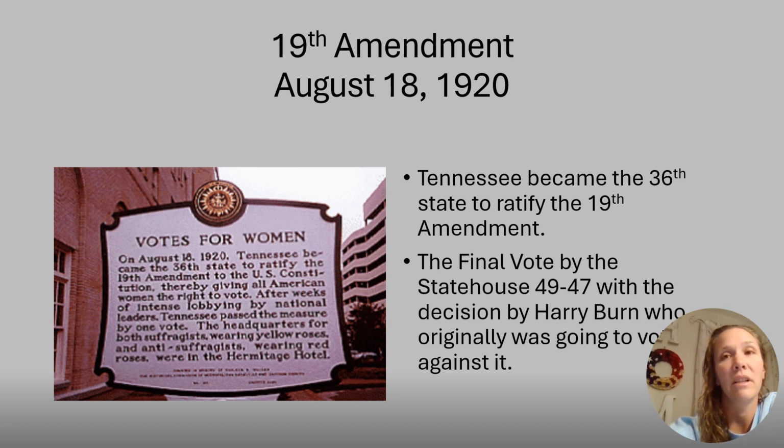Although they were unsuccessful in the 1916 elections, in 1919 the U.S. Congress finally passed the 19th Amendment. In 1920, Tennessee became the 36th state to ratify the 19th Amendment, making sure that a woman's right to vote would be adopted into the U.S. Constitution. With the final vote in the State House at 49 to 47, the decisive vote was cast by Harry Burn, who at the time was 24 years old. He originally was going to vote against it, though he was persuaded by a letter from his mother urging him to be a good boy and vote for the ratification.